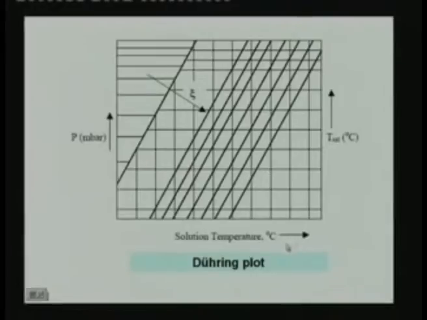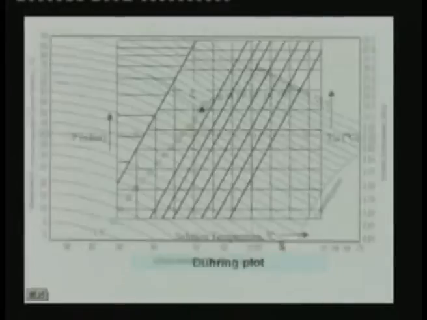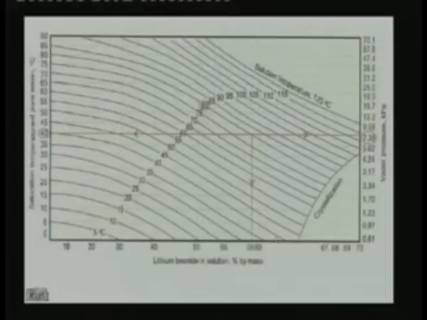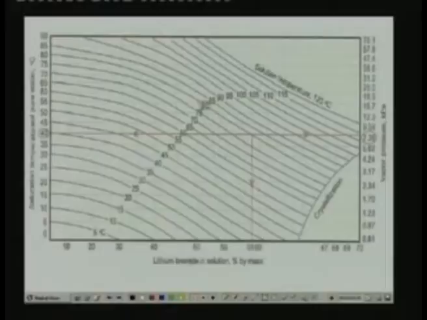You can also use other charts. For example, let me show one more chart. This is another chart where again the same information is available, but here on the x-axis you have the concentration of lithium bromide in percentage. This is the mass fraction of lithium bromide in percentage, and on the right hand side of the y-axis you have vapor pressure, and on the left hand side of the y-axis you have the saturation temperature of pure water. And here the data is available for different constant solution temperature lines. You can see that the 5 degree, 10 degree and so on are constant solution temperature lines.